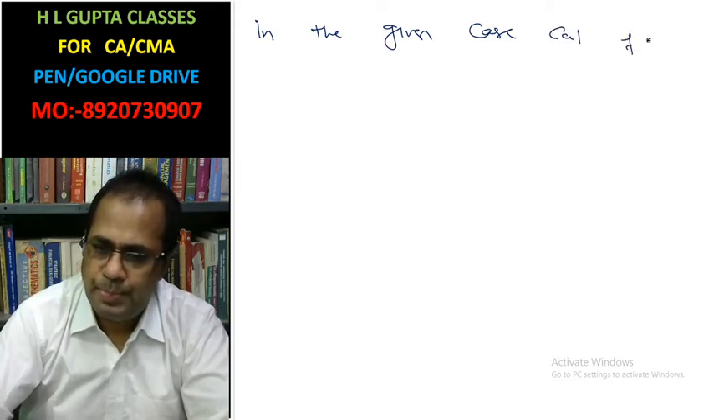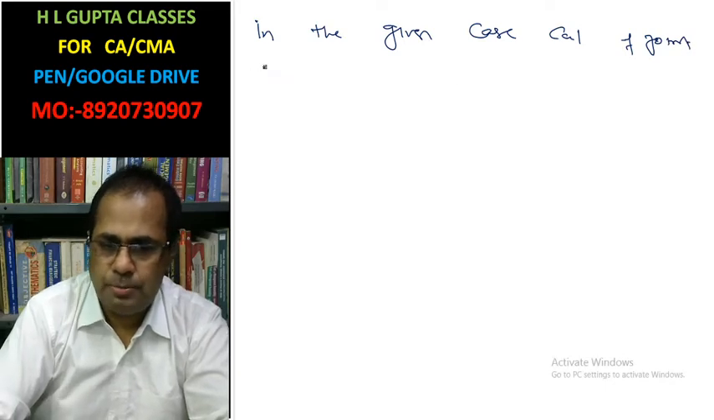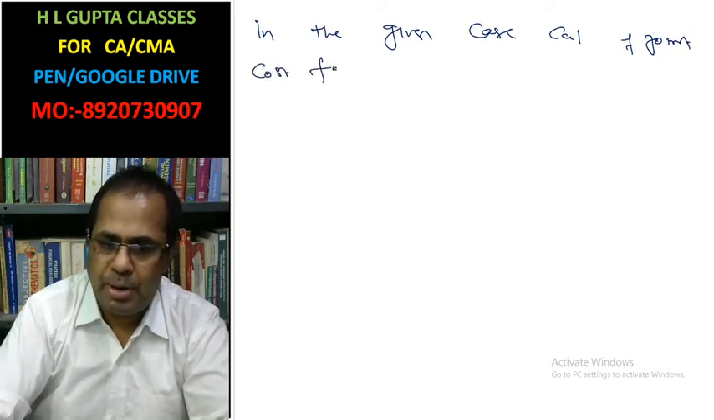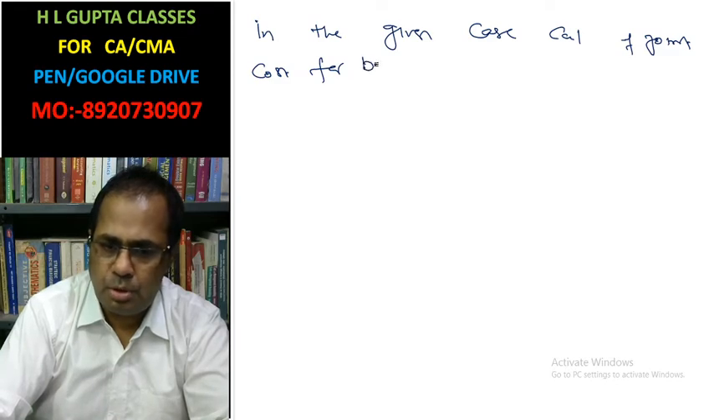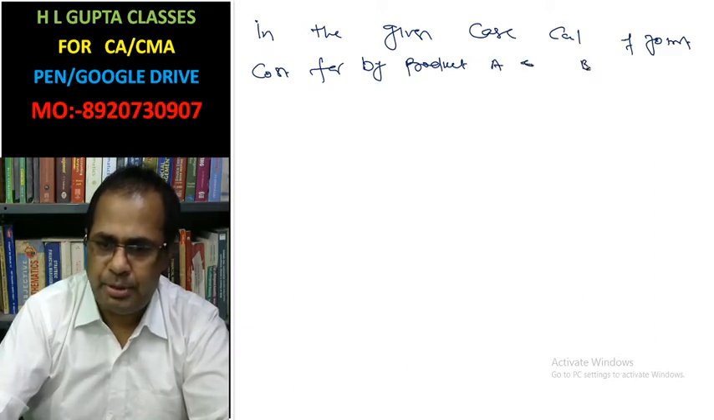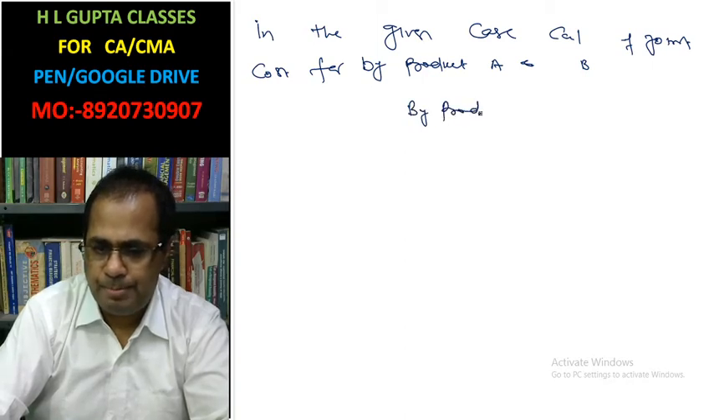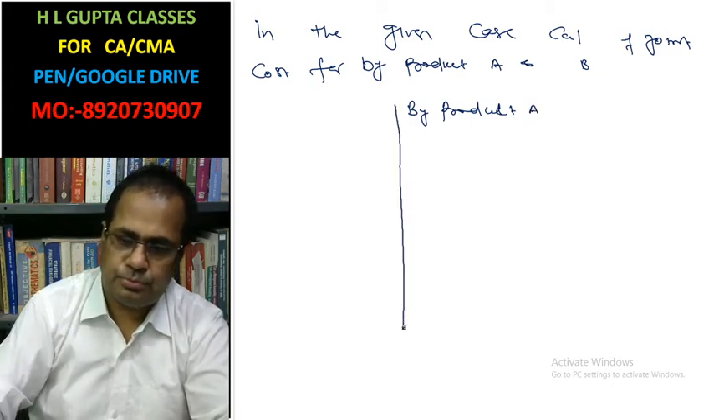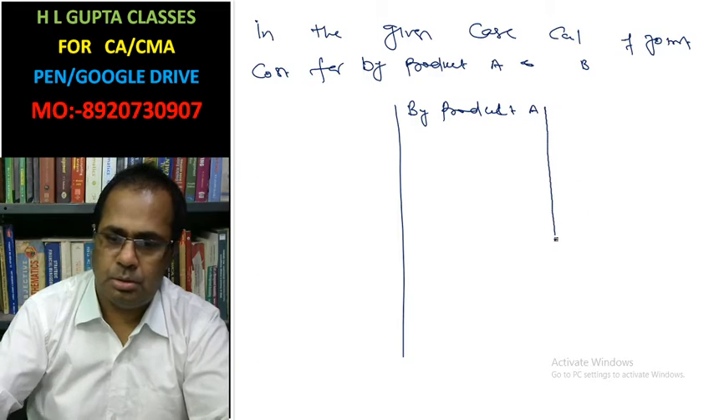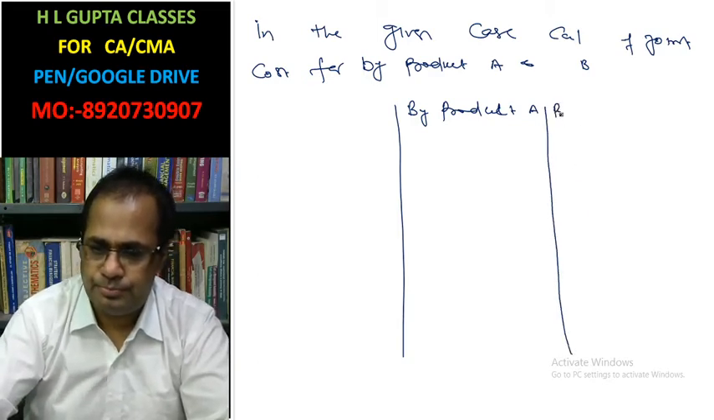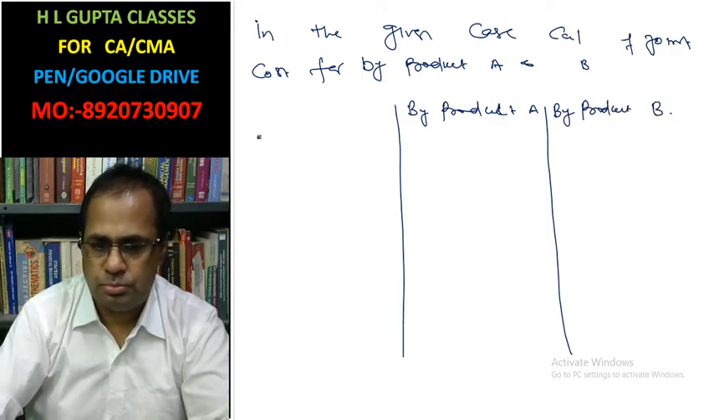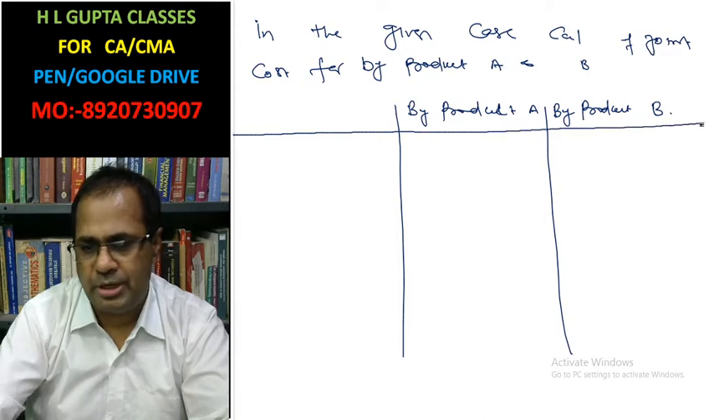In the given case, calculation of joint cost for byproduct A and B. Here, this is byproduct A, this is byproduct B, byproduct A and byproduct B.